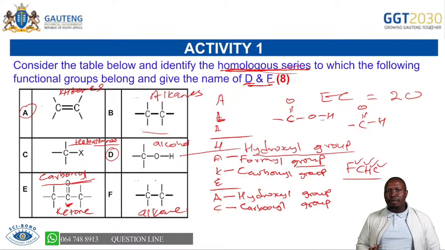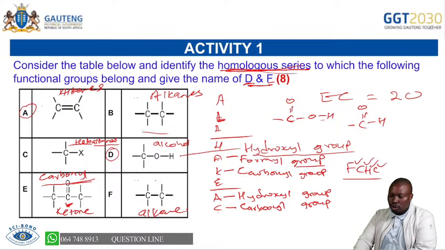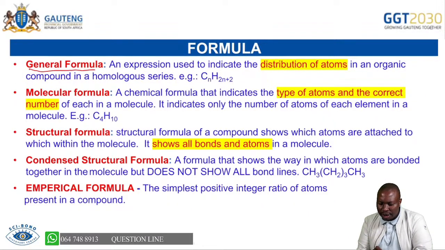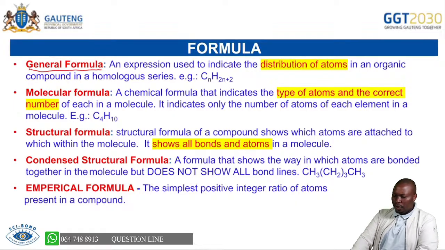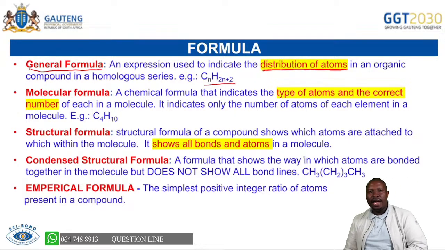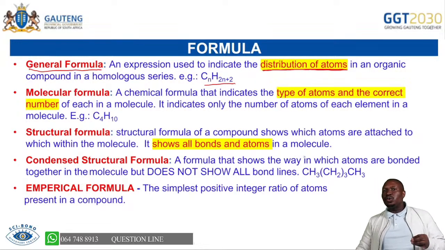Now, in terms of the formulas, we are moving on. We're going to talk about the formulas called the general formula. For the general formula, we are just showing the distribution of atoms. I think you have seen them. For alkanes it is CnH2n+2. For alkenes, we said it's CnH2n. For alkynes, it's CnH2n-2.